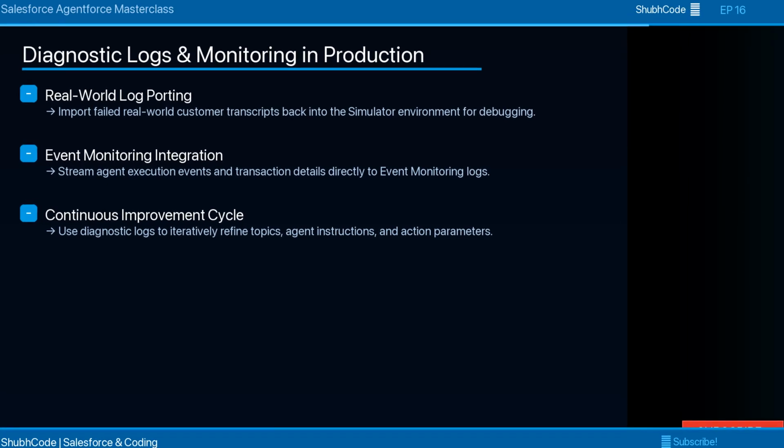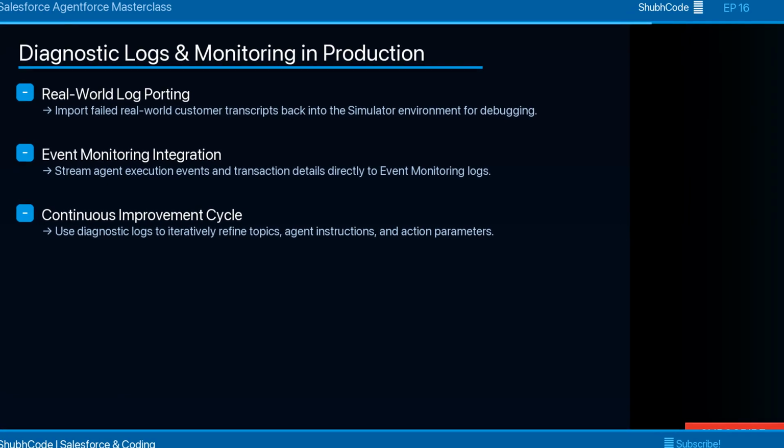Once your agent is live in production, the testing doesn't stop, it just transitions to real-time monitoring. By linking the diagnostic data from the Agentforce Simulator with event monitoring and Salesforce event log files, you can build a comprehensive view of your agent's real-world performance. This allows you to track agent errors, action failures, and user frustration metrics at scale. With this continuous feedback loop, you can continuously port real-world failing transcripts back into your simulator to reproduce, debug, and patch your autonomous agents.